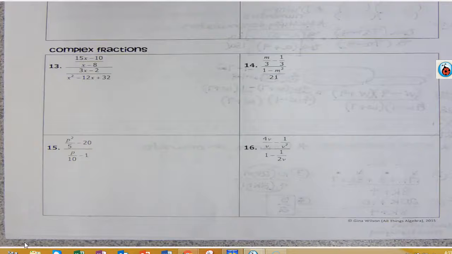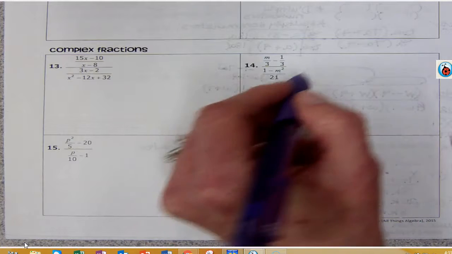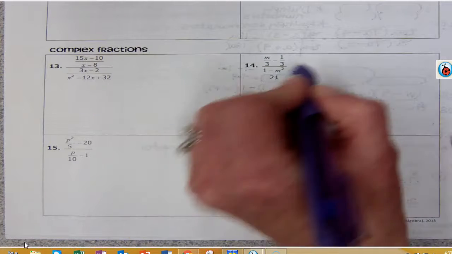Okay, so now this is the third recording for the test review. We're going to do one problem for complex fractions, then we're going to go into inverses. So on a complex fraction, you're going to rewrite the equation into regular form.